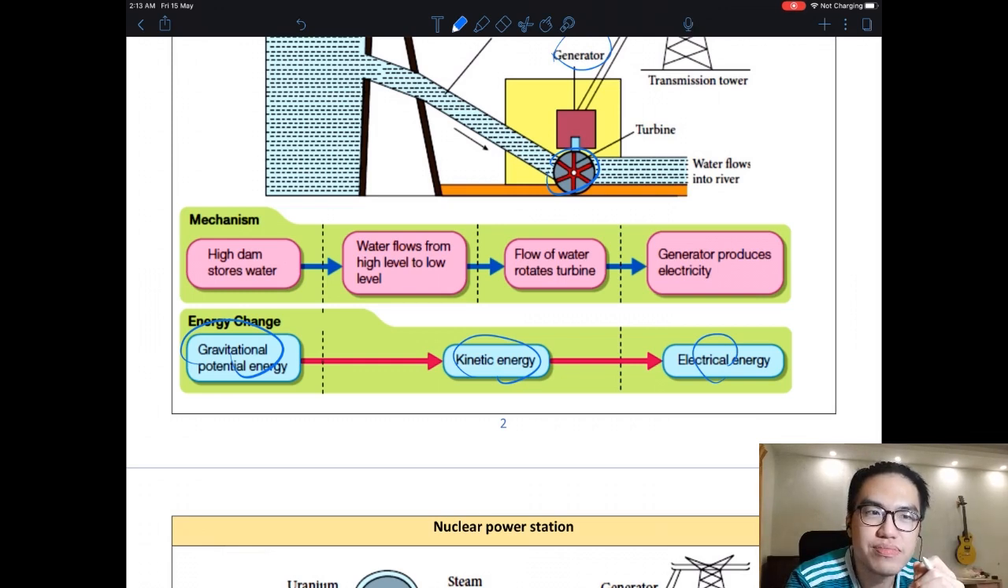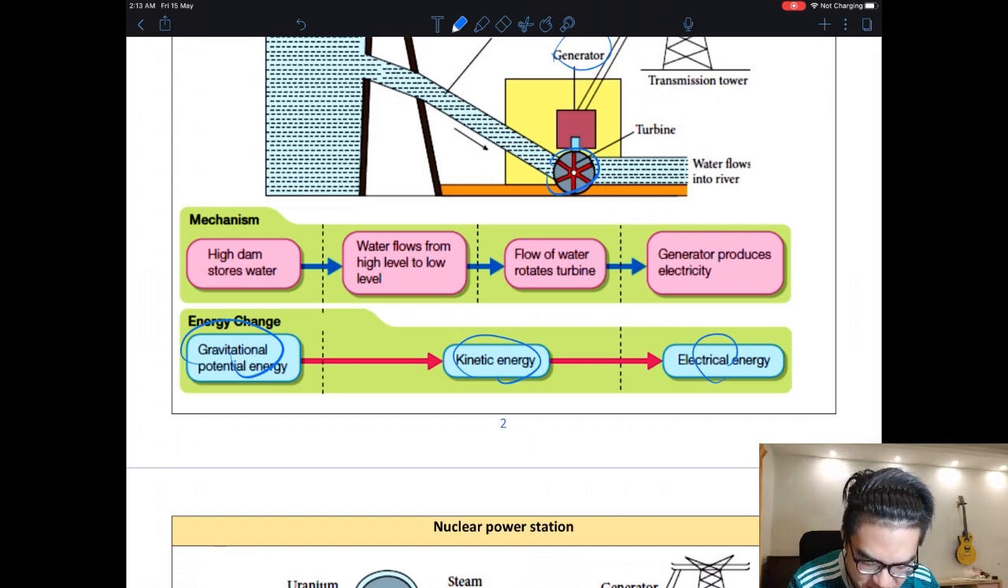That's why, is it clean? It depends on how you look at it. All kinds of electricity generation have some sort of impact on the environment. It's a matter of how serious it is.